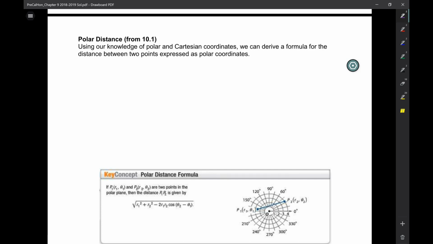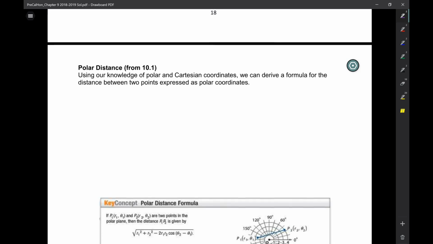Remember I said that I only did half of 10.1 and I said I was going to do a little bit from 10.1 here. Well, here it is now. Polar distance. You know how we calculate distance in rectangular coordinates? x2 minus x1 squared, and so on. You could also do the same thing with polar coordinates. We just have to now derive that formula here.